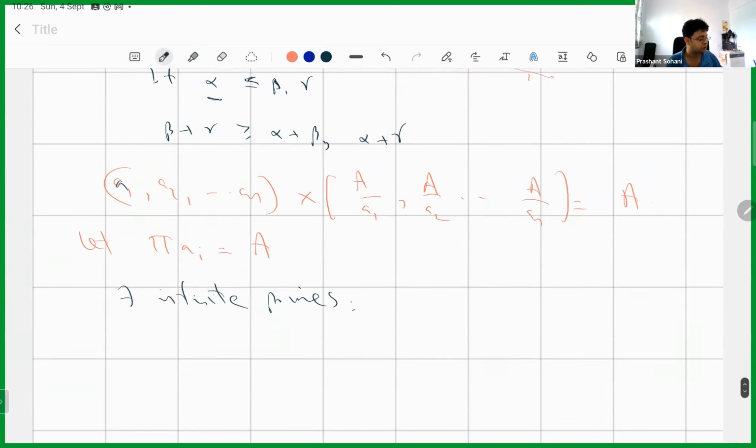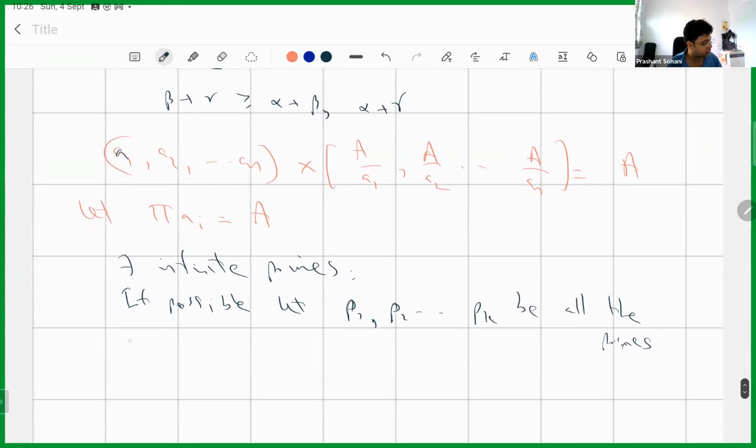It goes by contradiction, right? So if possible, let there be finitely many primes. So let P1, P2 up to Pk be all the primes. Okay. So if there is only a finite list of primes, we have to come up with a contradiction. So we just have to construct one more number. We construct that new number n as the product of all the primes which we know so far, plus 1.